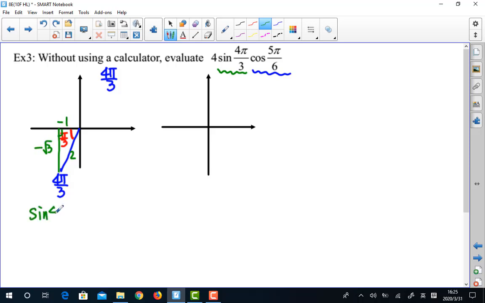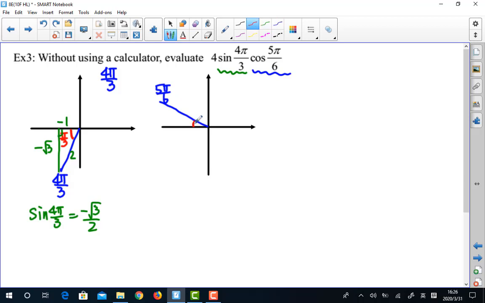Sine 4 pi over 3. I only need to look at its reference angle. Sine reference angle equals opposite over hypotenuse. So it's negative root 3 over 2. Right now, let's find cosine 5 pi over 6. The first step is to sketch 5 pi over 6. 5 pi over 6 terminates in quadrant 2.